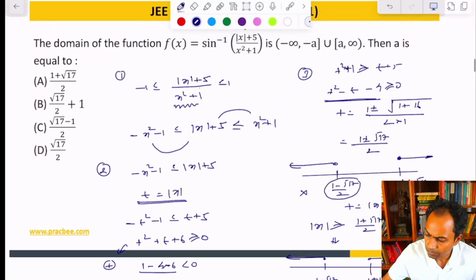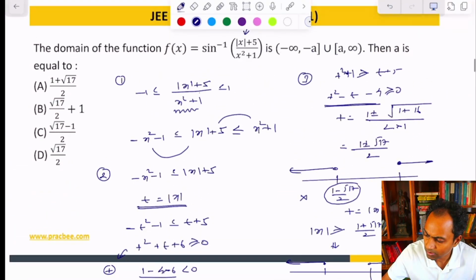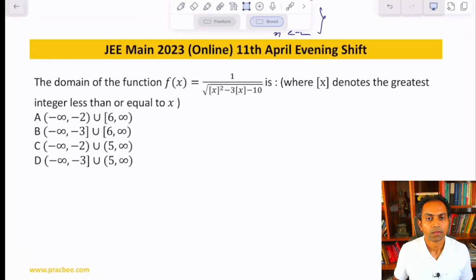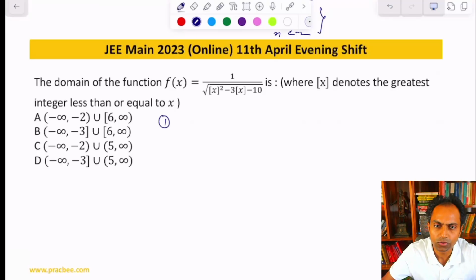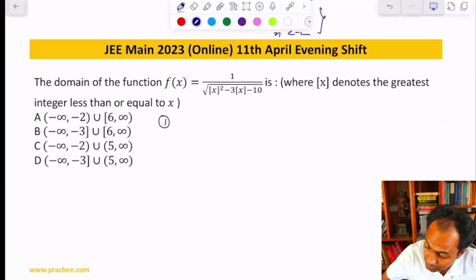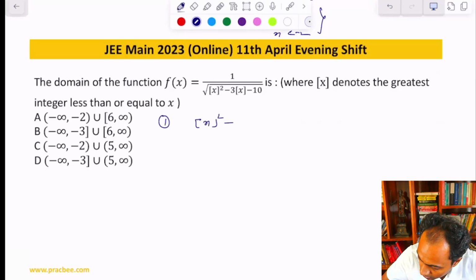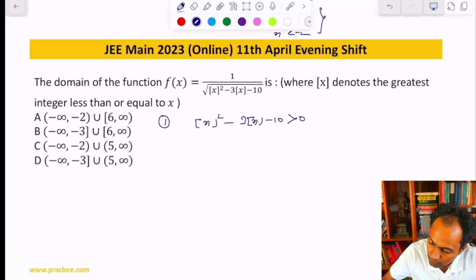Let us check. So what they are saying is, what is the value of it? A would be 1 plus root 17. Now we understand how to do this 2023 question, but I am solving it because in this question GIF is getting involved. So the condition is the same as what I told you earlier. If something is inside the root, it needs to be greater than or equal to 0. But since it is also in the denominator, it can't be equal to 0. So GIF of x whole square minus 3 times GIF of x minus 10 needs to be greater than 0.